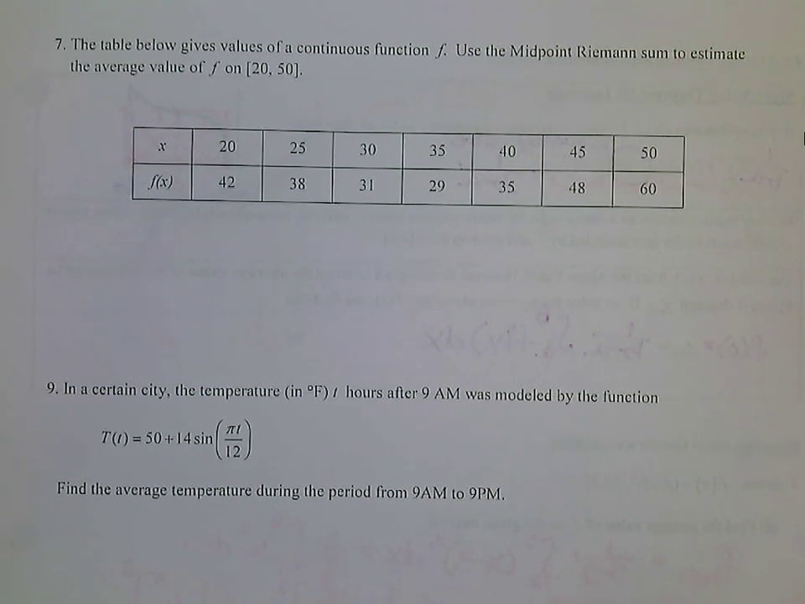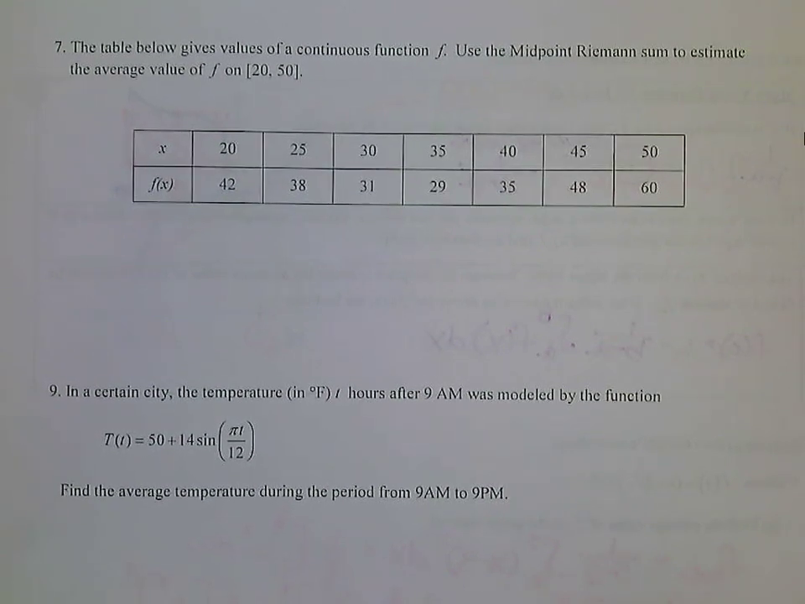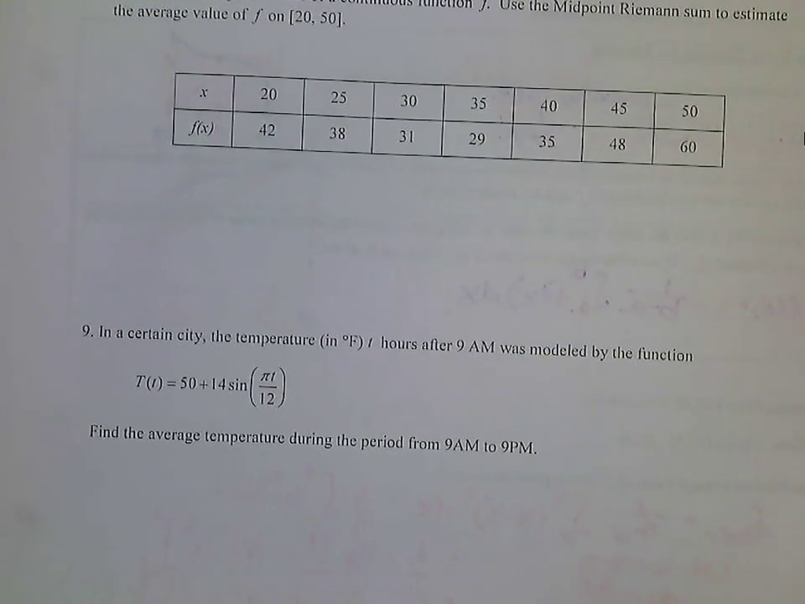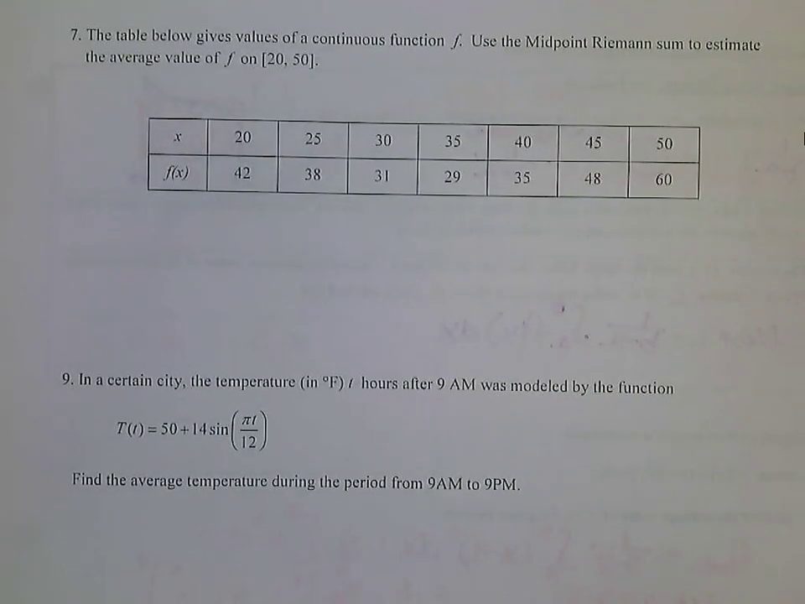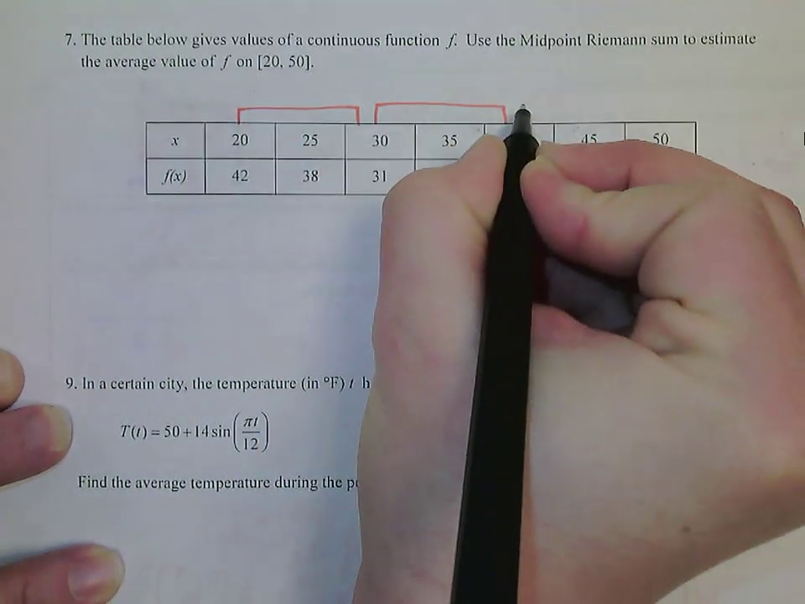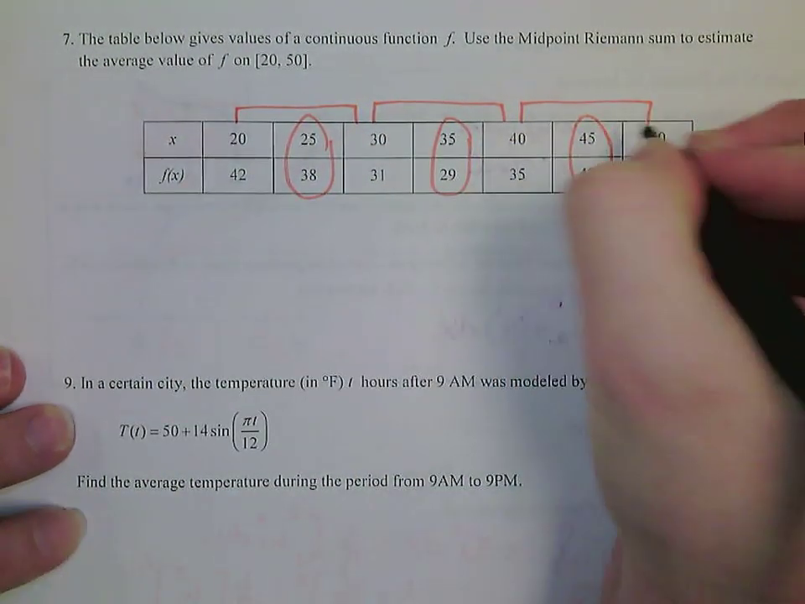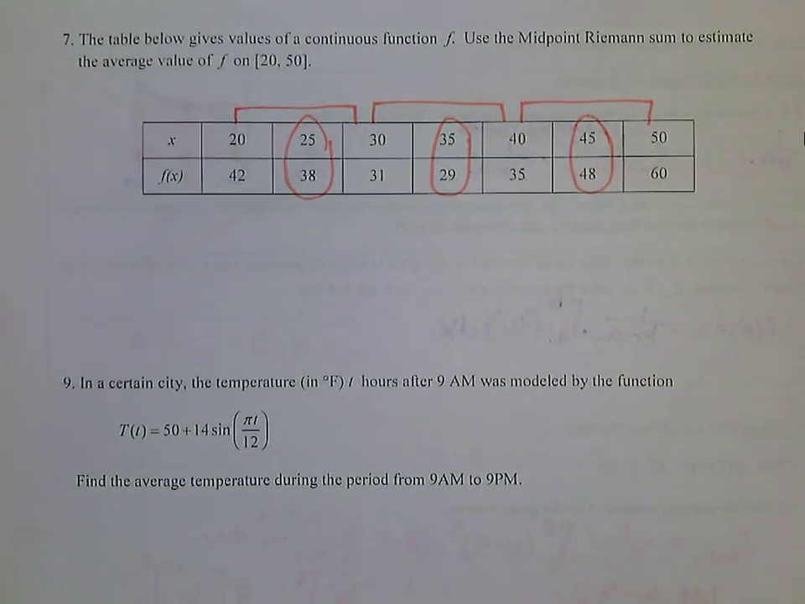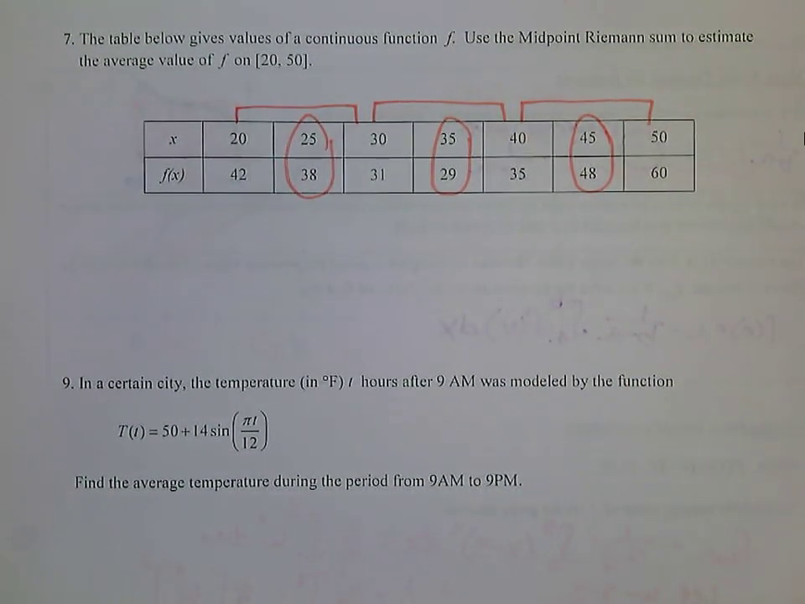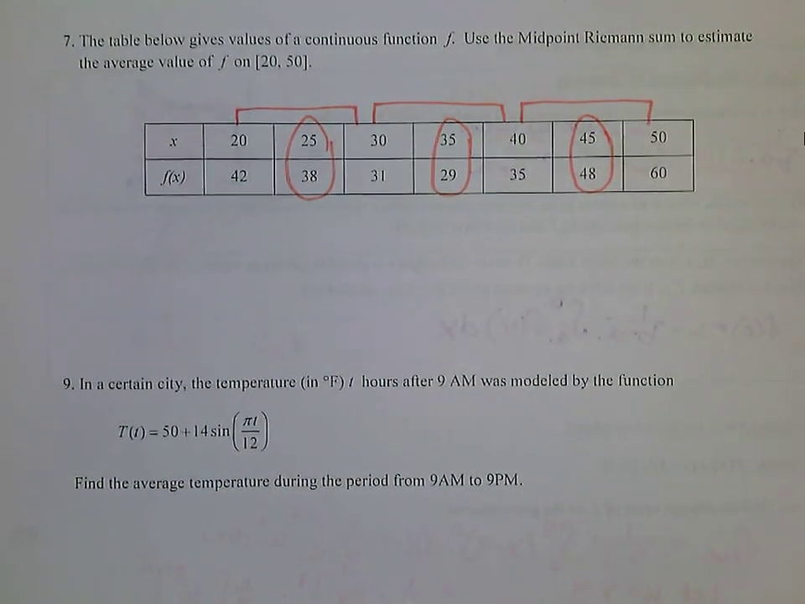Okay. The table below gives values of a continuous function. Use a midpoint Riemann sum to estimate the average value of f on the closed interval from 20 to 50. We've already said that if we're going to use a midpoint Riemann sum, we're going to have to use 3 subintervals so that we have a midpoint for each of those intervals. If we use 2 subintervals, we would have 2 midpoints, not 1. We wouldn't know what the midpoint of the midpoints were. And if we used 1, 2, 3, well, that won't even work anyway. So really, there's only one way we could set this up.